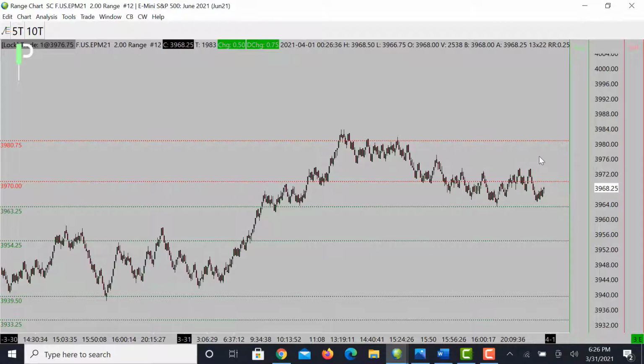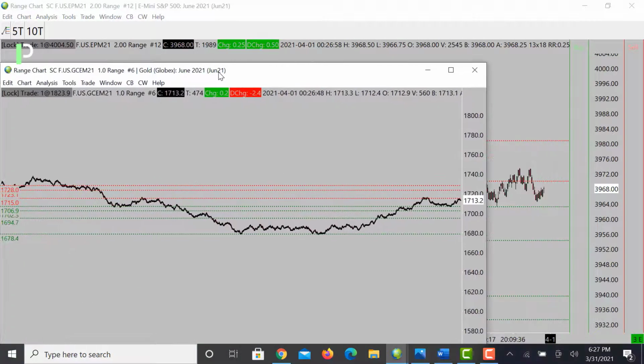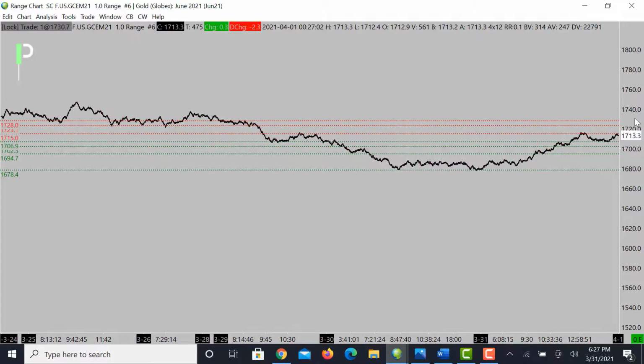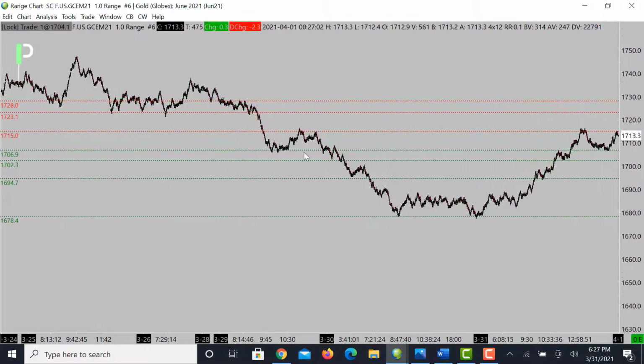You may want to take some off at 76, then 39.80 as levels of resistance, and then look for the above move from there. Let's take a look at gold here, see what we got on gold. Gold, from a strong downtrend, has been trying to move its way back up. We are at a key level of resistance, 1715 even.